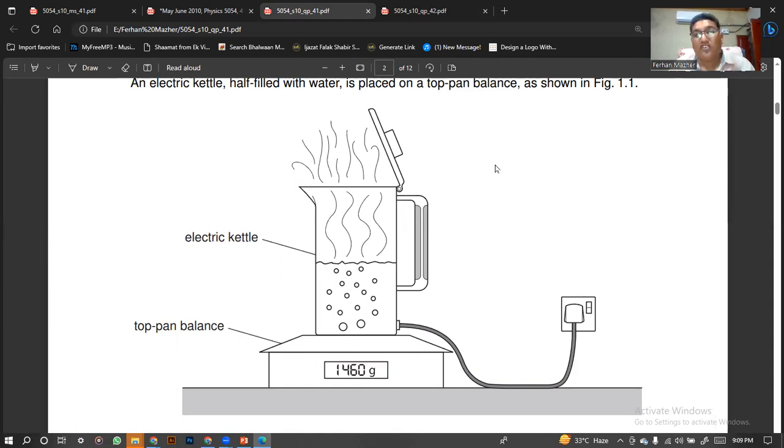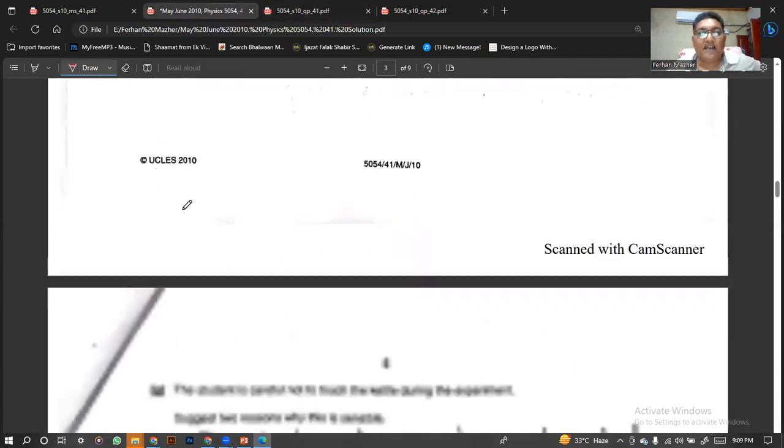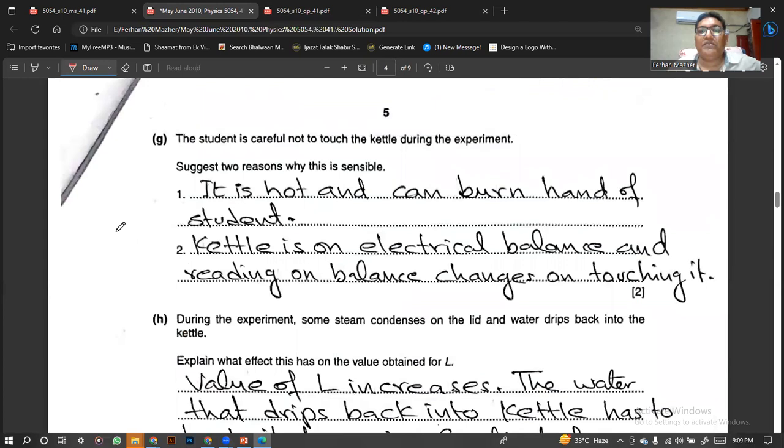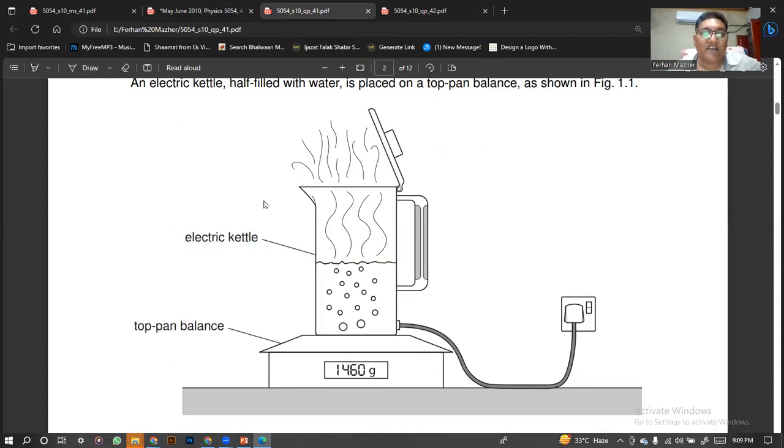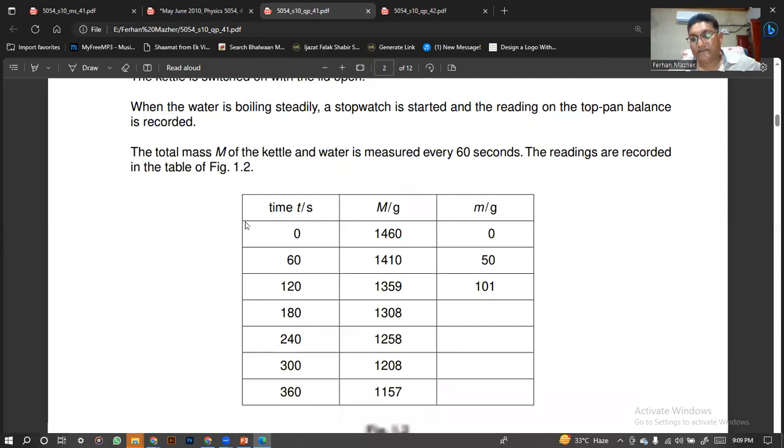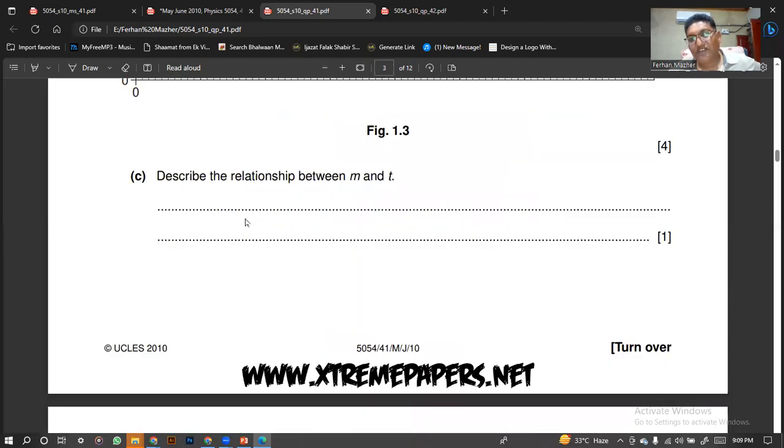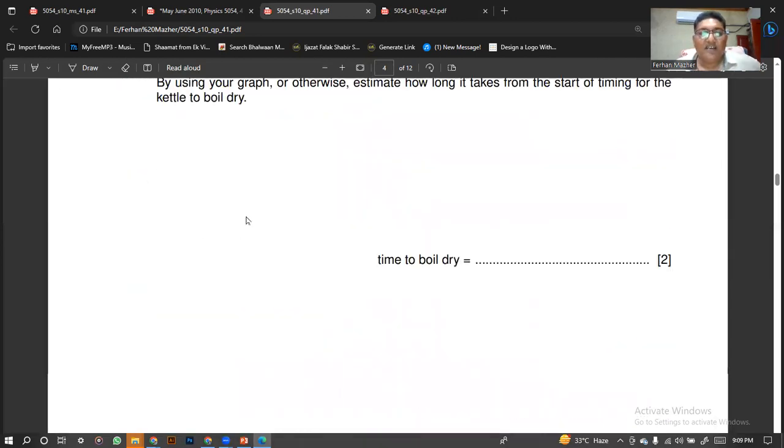Another reason is because this electric kettle is on that electronic balance. If you touch it, the reading on the electronic balance will change. So these are the 2 main problems I think there are. So it is hot and can burn the hand of the student. The kettle is on the electronic balance and the reading on the balance changes on touching it. Then their question is, sorry, I have to go back.